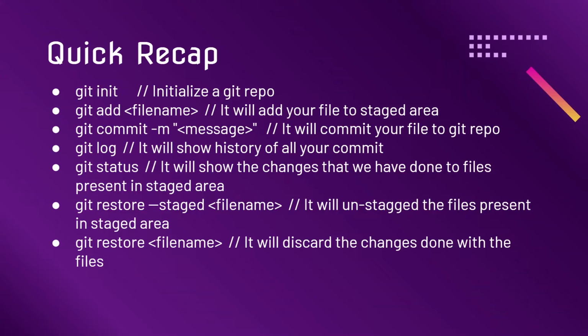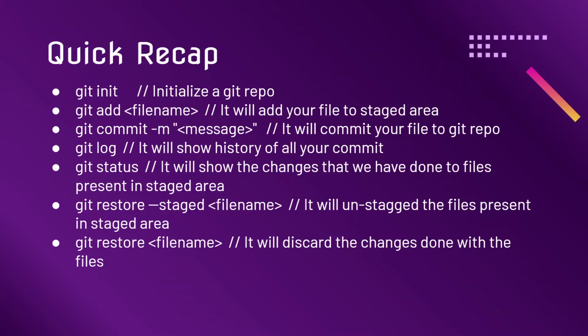Git log will show the history of all your commits, and git status will show the changes that we have done to the files present in the stage area. Okay, there's one more thing. Most people are confused over the stage area. Why does Git have a stage area and why is there a need for a stage area?